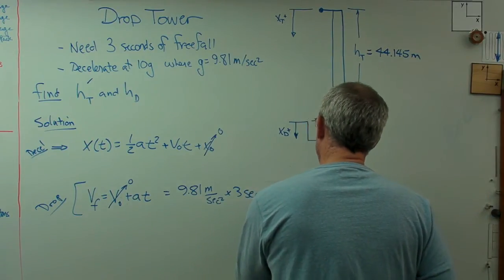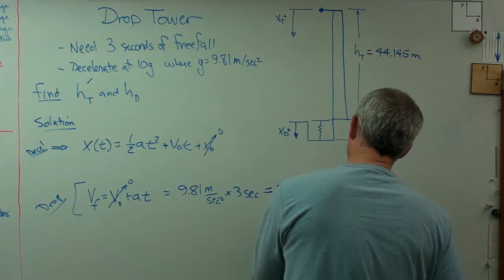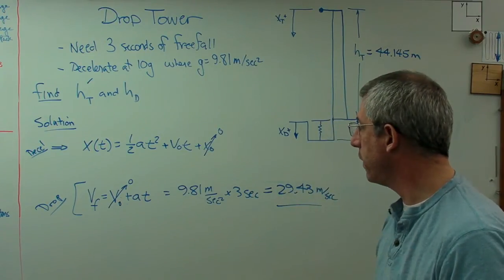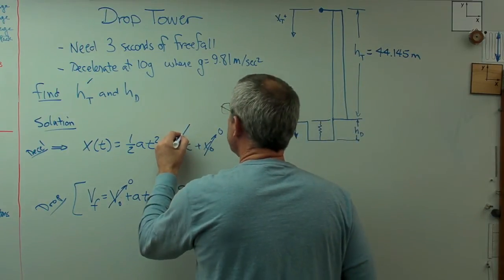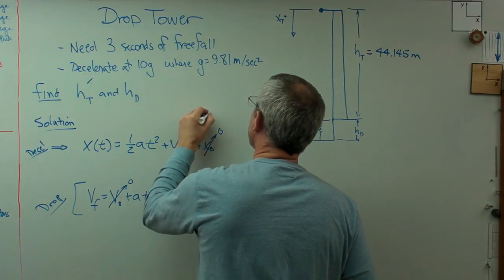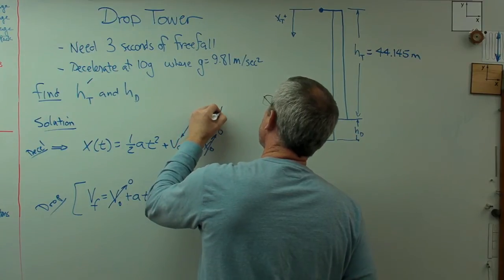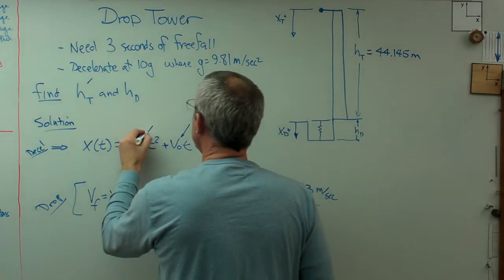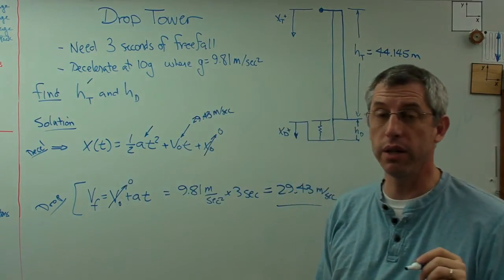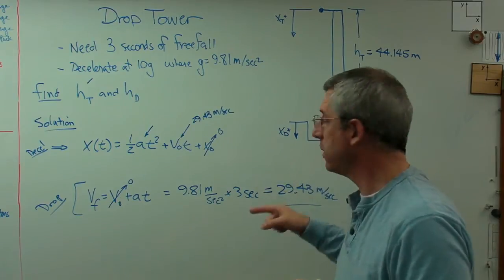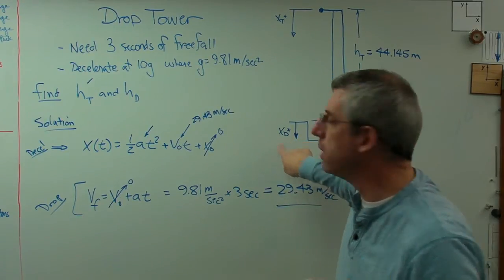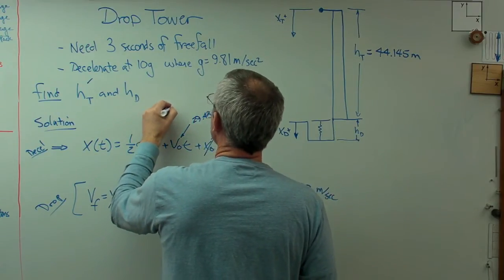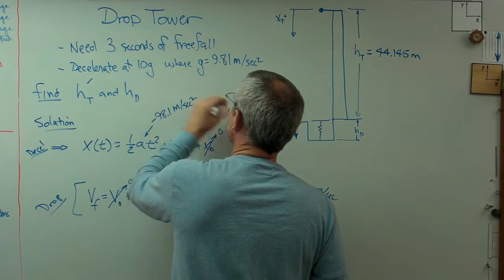29.43 if you work it out. A little less than 30, so that gives me confidence that I've got the right answer. So that's this number right here: 29.43 meters per second. All right. Now what about that one? That one's going to be 10 g's, but it's going to be accelerating upwards, opposite of this. It's actually deceleration. So that's going to be minus 10 times 9.81, minus 98.1 meters per second squared.